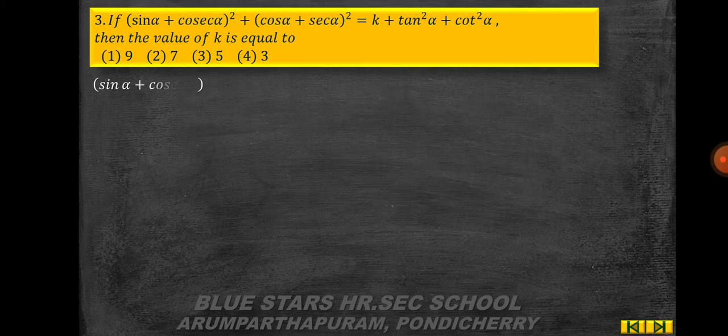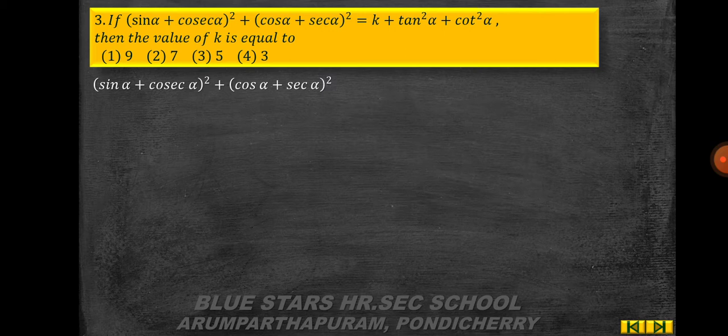Question number 3. If sin alpha plus cosecant alpha the whole square plus cos alpha plus secant alpha the whole square is equal to k plus tan square alpha plus cot square alpha, then the value of k is equal to: option 1 9, option 2 7, option 3 5, option 4 3.